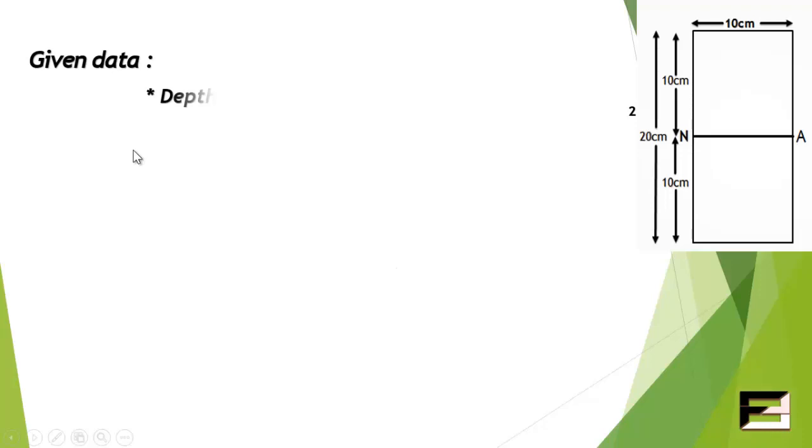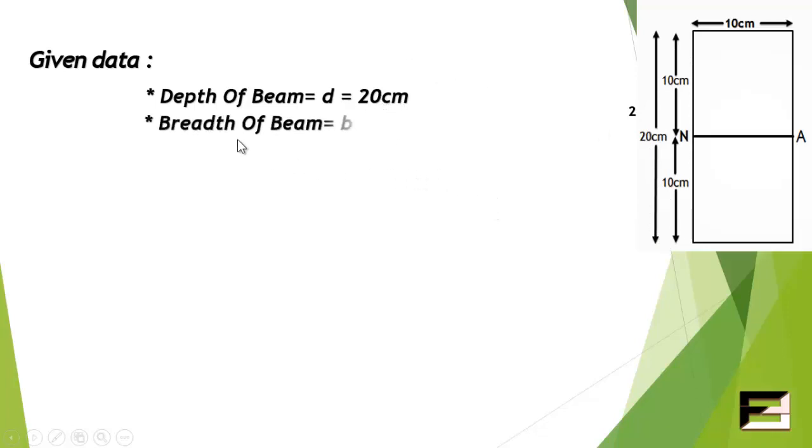Given data: the depth of the beam is equal to 20 cm, the distance from the top of the beam to the bottom. This is called depth. We have depth 20 cm. Breadth of the beam is equal to 10 cm.